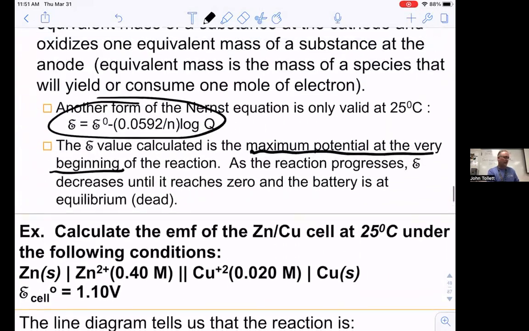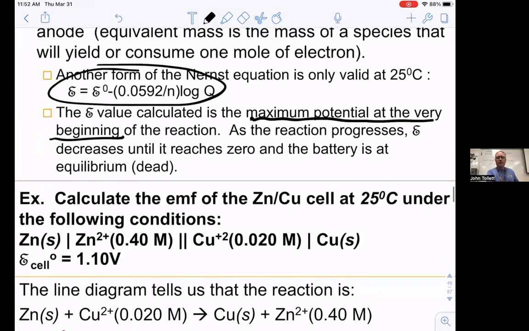So, I didn't mean for that to come straight up. I apologize. So calculate the EMF of a zinc copper cell at 25 degrees C under the following conditions. There is the galvanic cell listed in line notation. You have a zinc anode, bathed in a 0.4 molar solution of its ions. We have a salt bridge as the double line, and then of course the copper 2 ions and copper metal. They tell you what the standard cell potential is, although you could go calculate it.